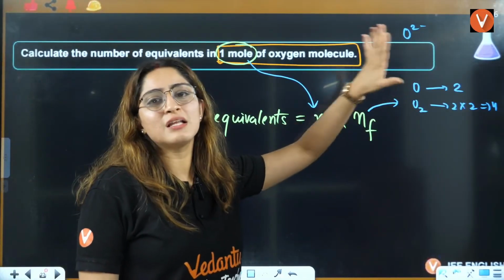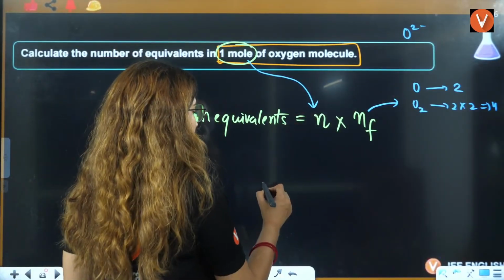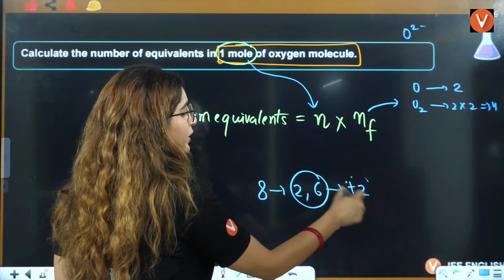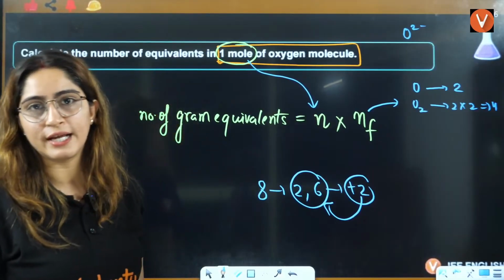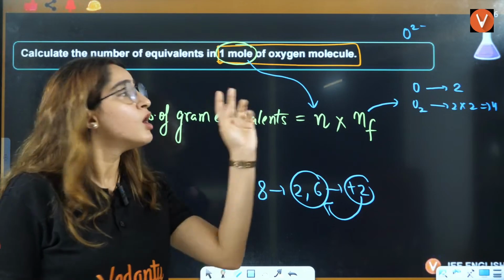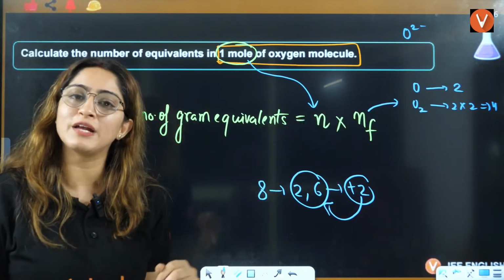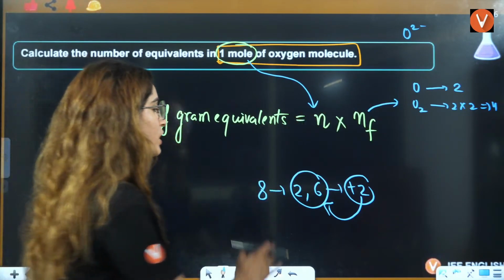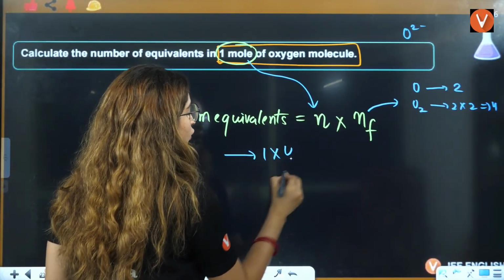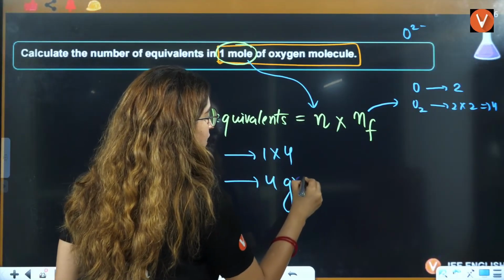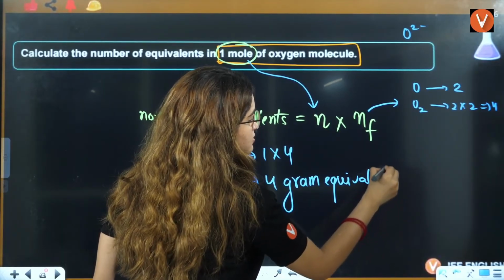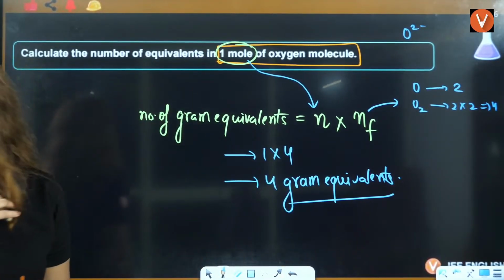So oxygen, we know that its atomic number is 8, so the configuration is 2 and 6. It will gain 2 electrons to complete its octet. So that's why the valency factor is 2 for 1 oxygen atom. We have 2 oxygen atoms here, so the valency factor will be 2 into 2, that is 4. So here the answer is going to be 1 into 4, that is 4 gram equivalents.